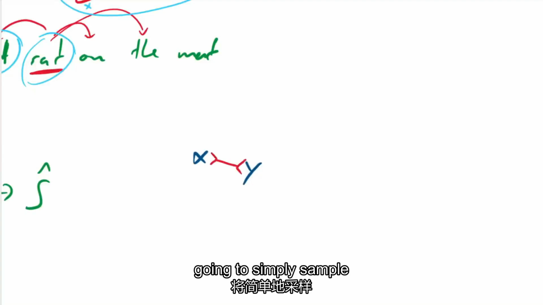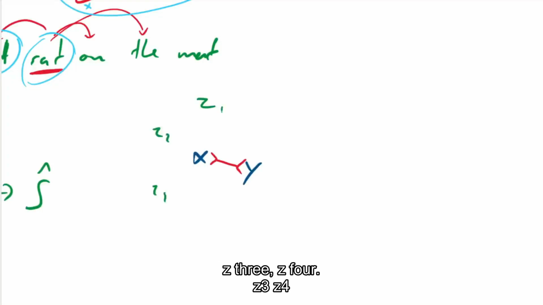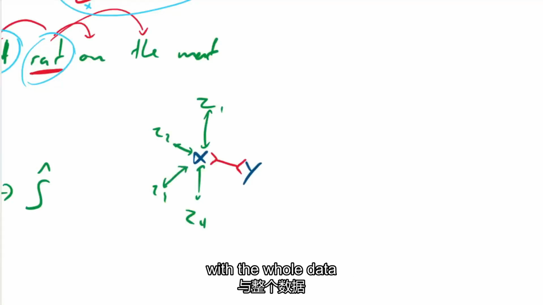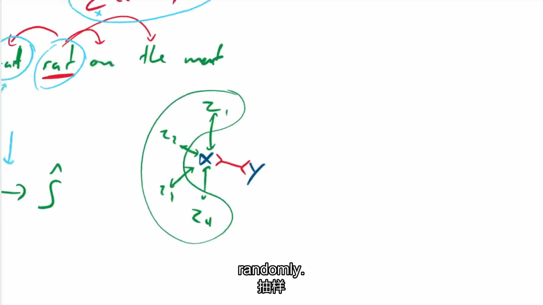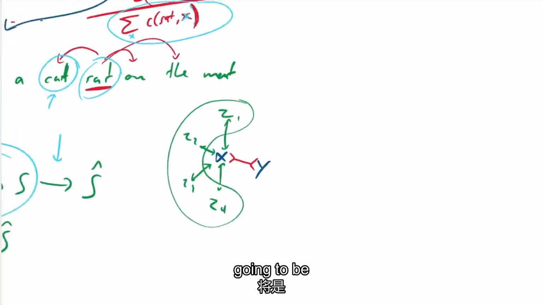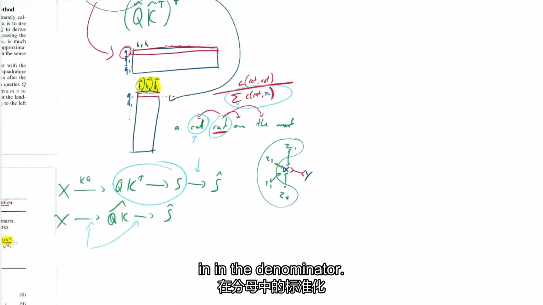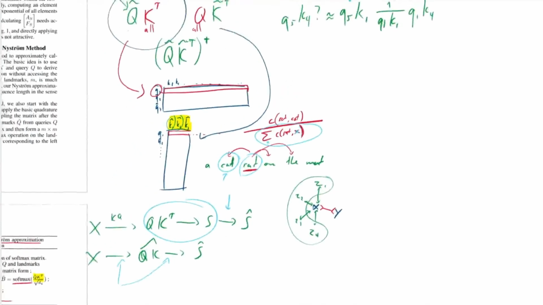And I'm going to simply sample a bunch of other data points, Z1, Z2, Z3, Z4, and I'm going to make those repel each other. And that's going to be my objective. So instead of comparing with the whole data set, I'm simply going to subsample a set of negative samples randomly, and that's going to be my normalization in the denominator.